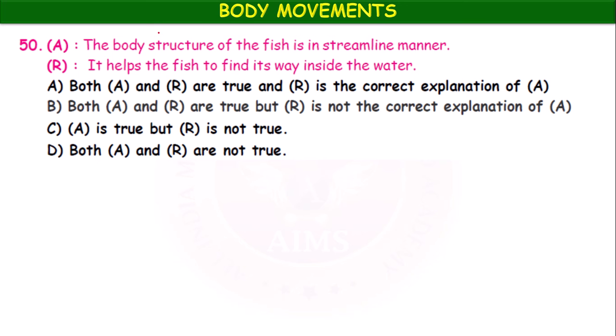Next, assertion: the body structure of the fish is in a streamlined manner. Reason: it helps the fish to find its way inside the water. Okay, both seem to be true, and the reason is the correct explanation of the assertion. Streamline system in aquatic animals, especially the fish, this streamline system helps the fish to swim against the water current. Okay.